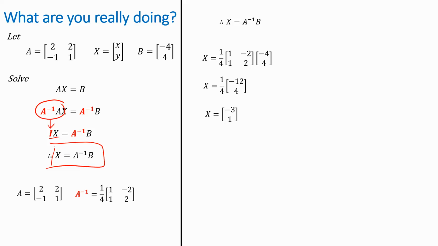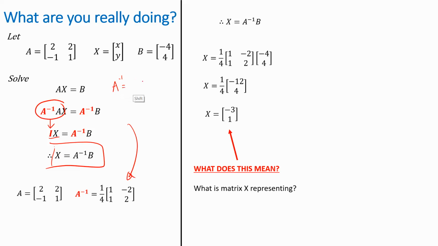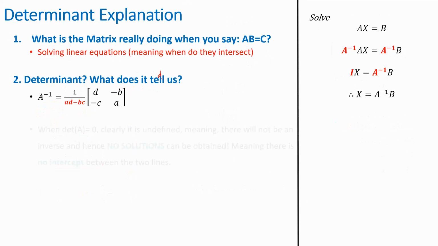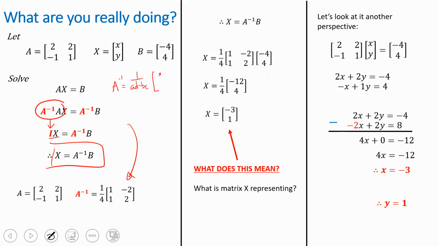You don't have to write this. I'm just writing it so you get it. Okay, so using the formula that you had from the previous slide, A inverse. To find A inverse, we said it was equal to 1 over AD minus BC times D, A, minus B, minus C, right?